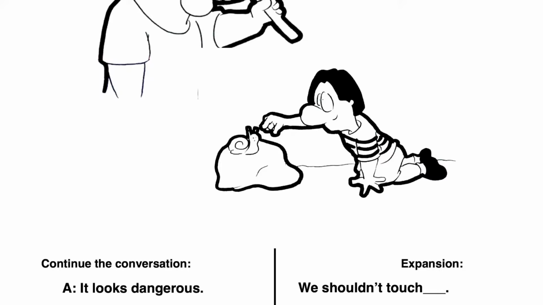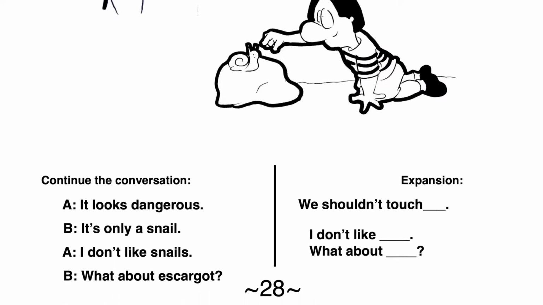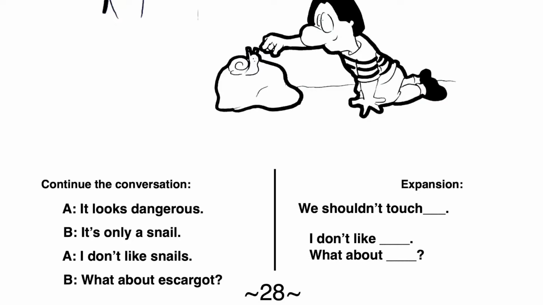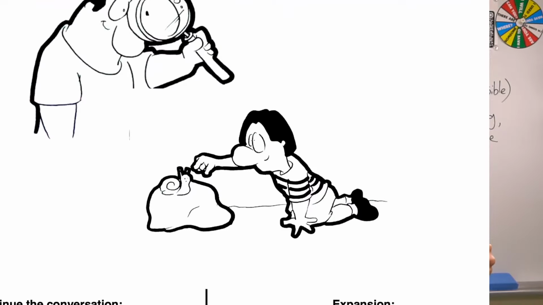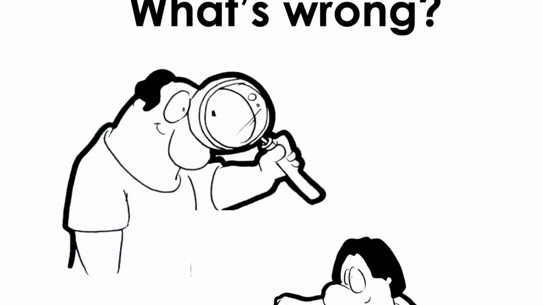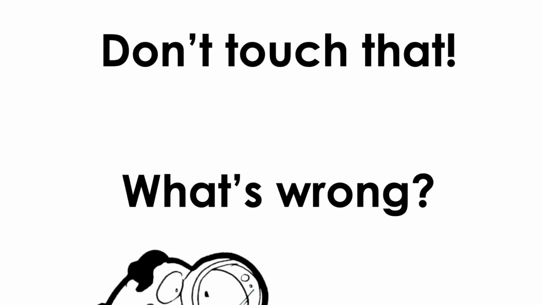And then the conversation continues. It looks dangerous. It's only a snail. I don't like snails. What about escargot? Right? That's a special snail that we eat. I like escargot.